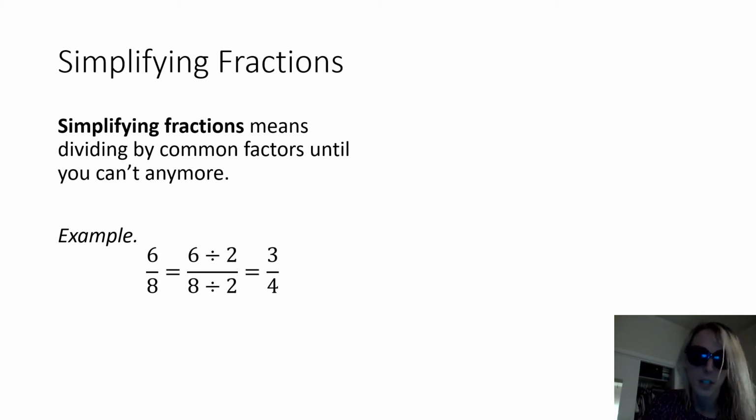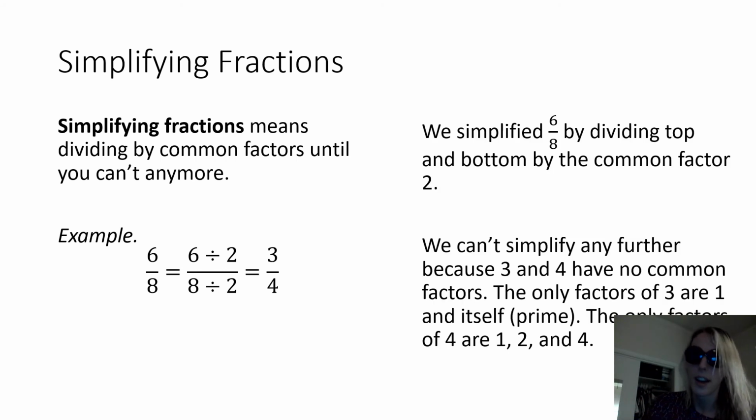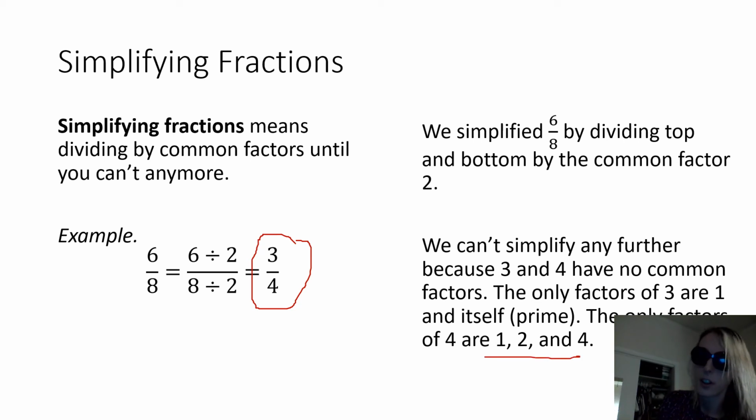So for example, 6/8, divide numerator and denominator by 2, we get 3/4. And we can't simplify this fraction 3/4 any further. There are no more factors we could divide numerator and denominator by to get a simpler fraction, just because the only factors of 3 are 1 and itself. It's a prime number. And the only factors of 4 are 1, 2, and 4. In other words, 3 and 4 don't have any common factors besides 1, so there's no way we could simplify this anymore by dividing numerator and denominator by the same thing.